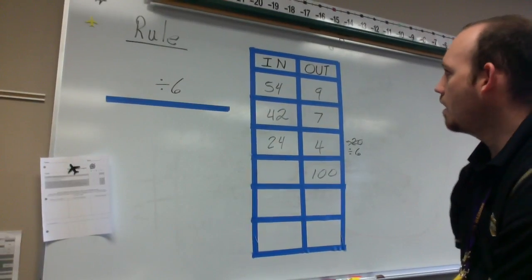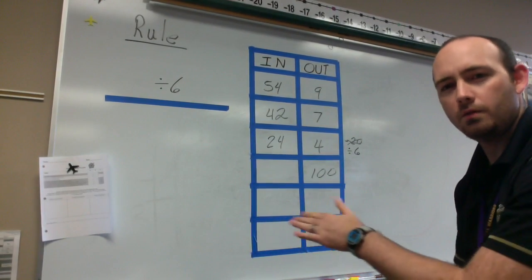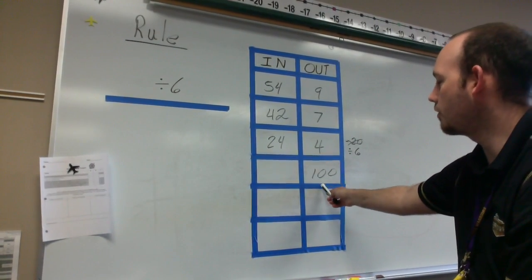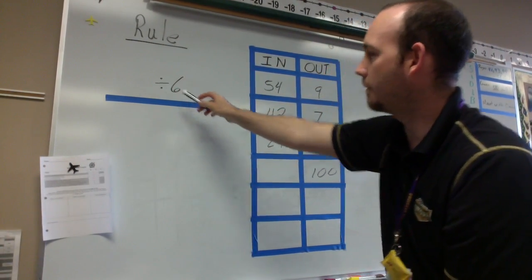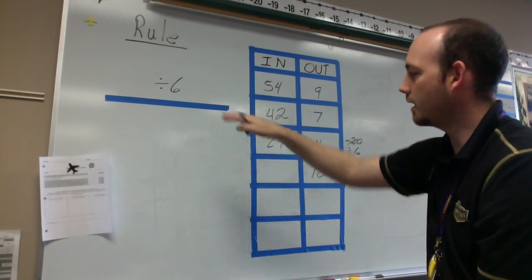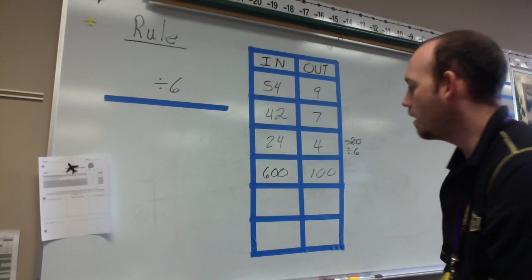Alright, let's take a look at it. When I put a number in, divided by 6 and get 100, you can kind of work backwards from there. So I'm going to go 100. I'm going to flip the rule a little bit. I'm going to say, instead of divide by 6, I'm going to say times 6 and work backwards. So 100 times 6 is going to give me 600 is what would go right there.